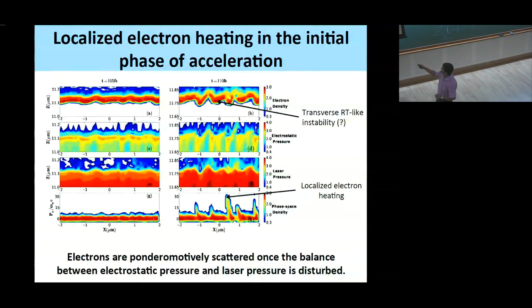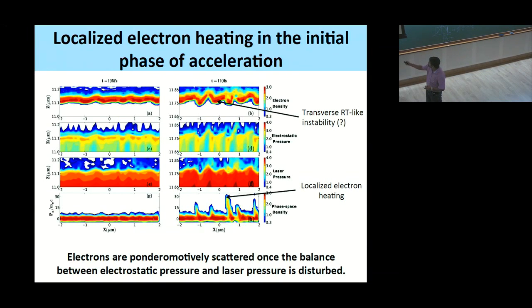But as the modulations increase, because of the surface modulations, you see those holes happening in the electron pressure. There the balance is basically disturbed. What was happening in this case is electrons in the compressed electron layer were coming back because of the electric field and then pushed forward by the forward Pondermotive force. That motion was fairly regular. But once this balance is disturbed, the electrons which come into this laser field will be Pondermotively scattered, and that leads to localized electron heating.